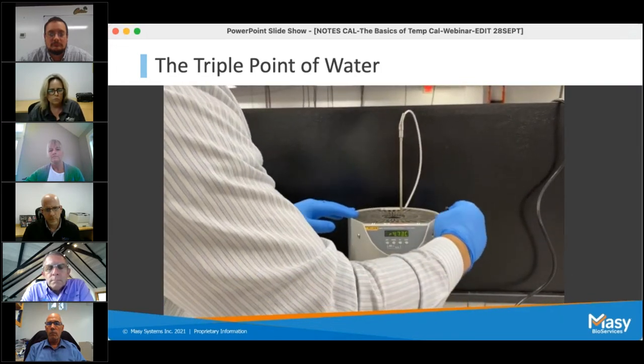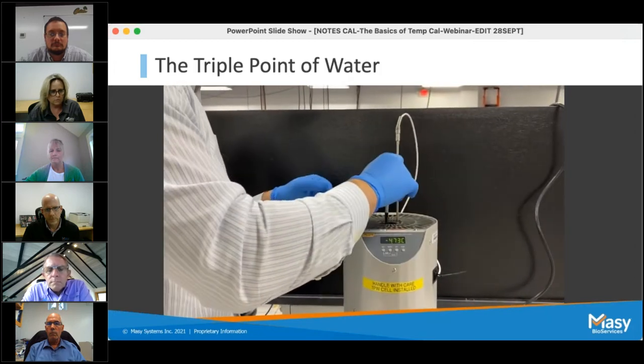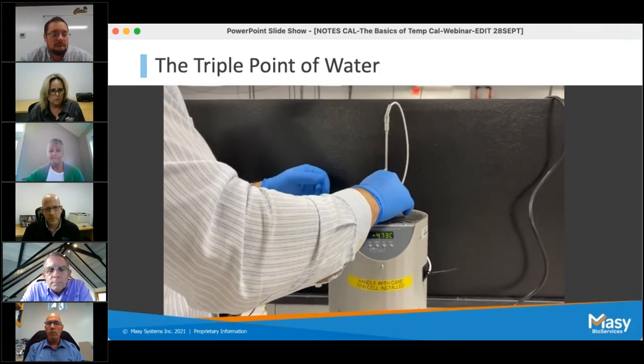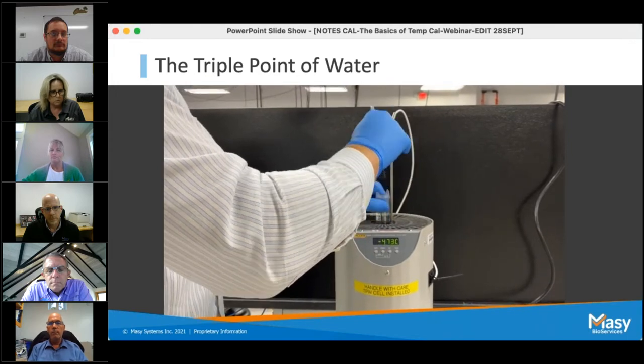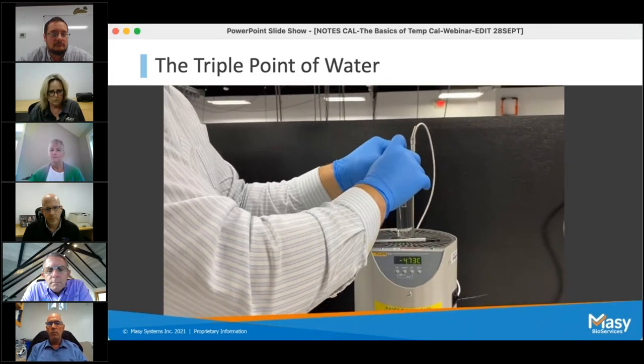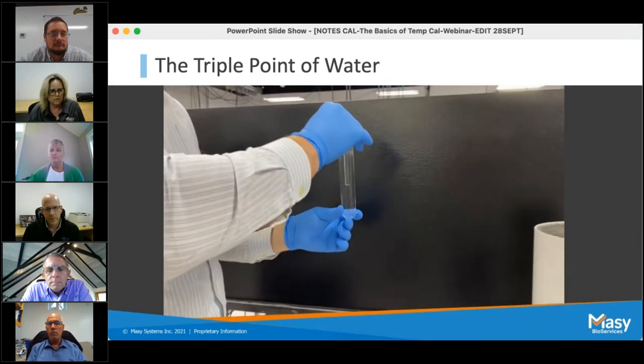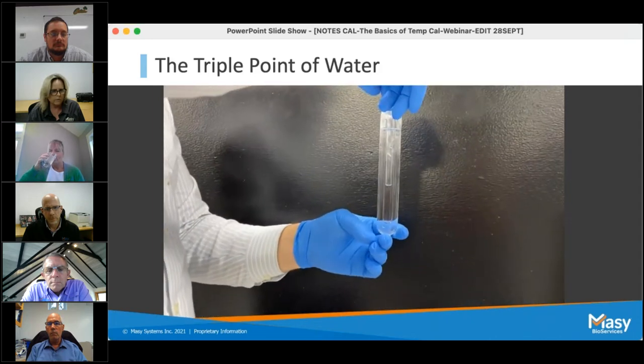The cell is super cooled in this maintenance bath under controlled conditions. And when it's removed, we give it a little shake, and you can see the ice mantle forming around the thermometer.